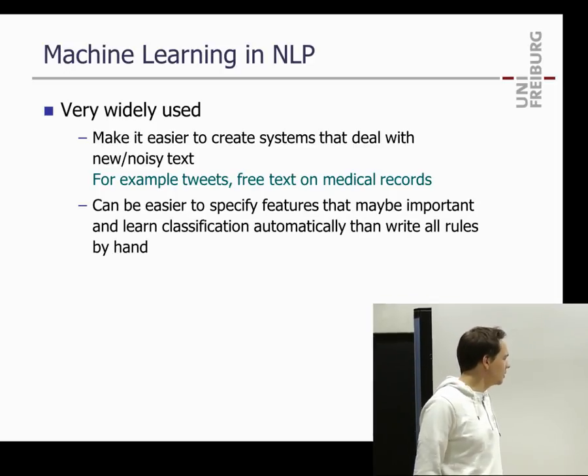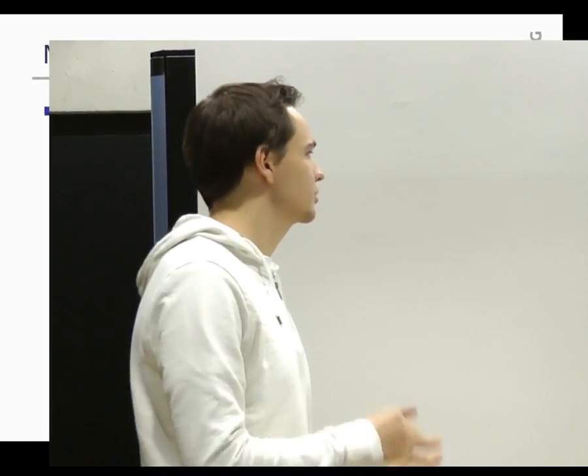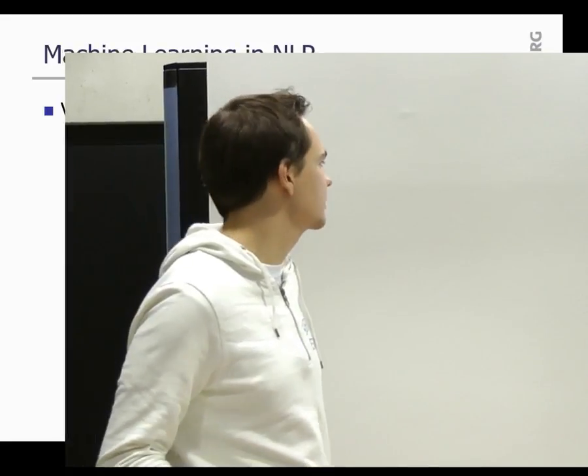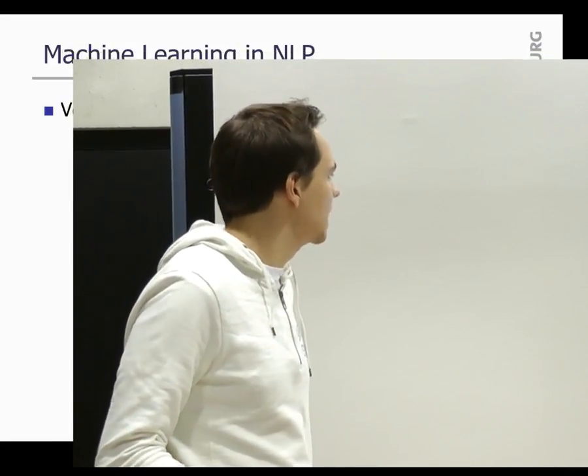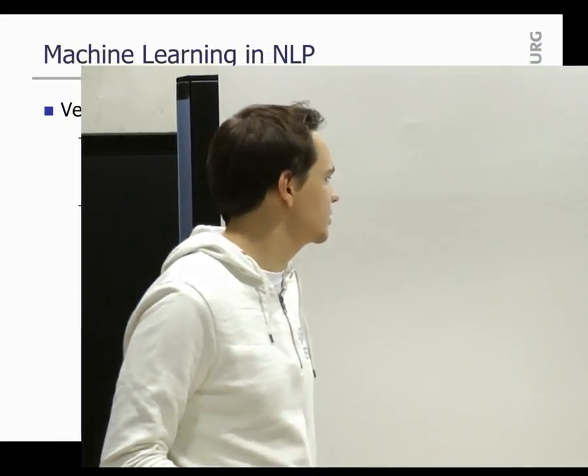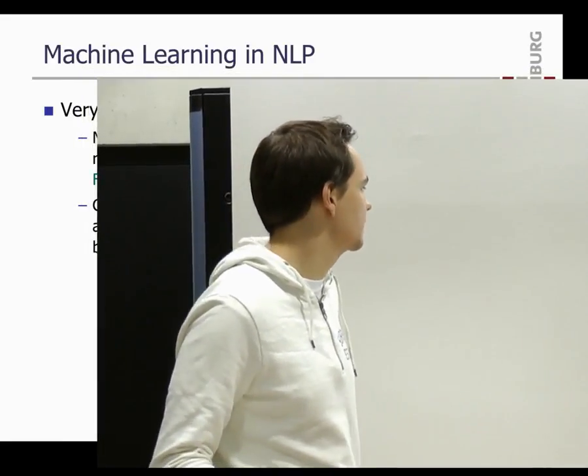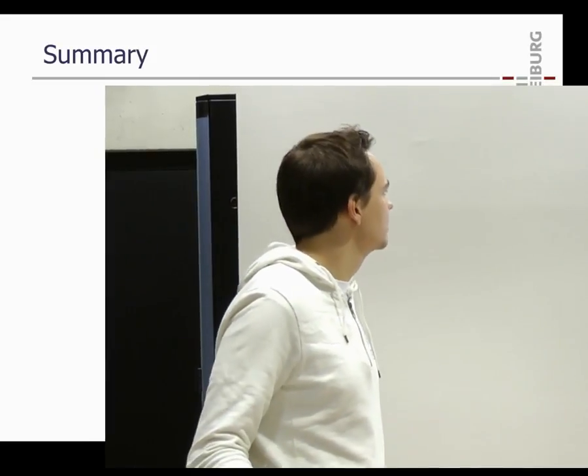And also one example I saw was free text on medical records. So if some doctor, for example, just wrote something down, some diagnosis quickly, and then they try to put it into some recording system, then it's not grammatically correct and it's very chaotic. And there you maybe can't just use handwritten rules. You have to learn a little bit where is the diagnosis, where is the medication, and so on. And it can just be easier to specify the features and learn the classification rules automatically than write all the rules by hand. So this was it.